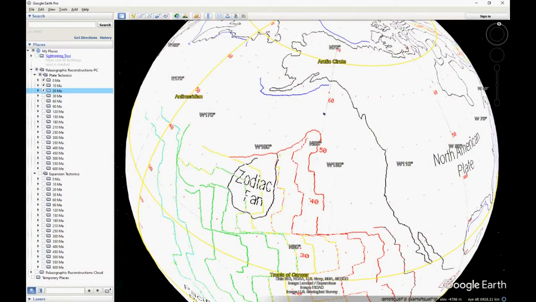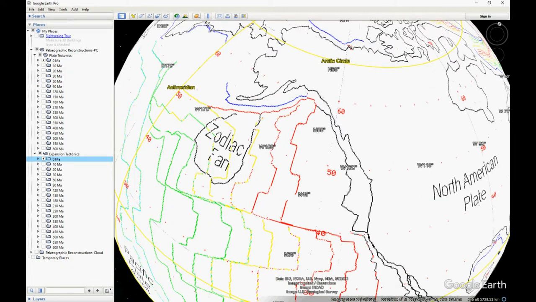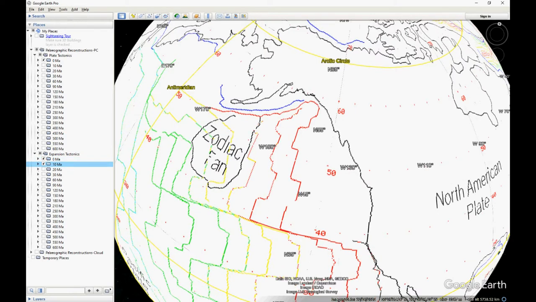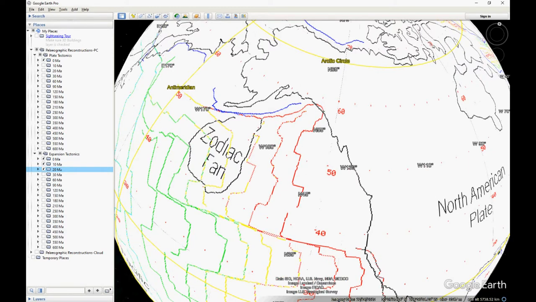We see the same results on the paleographic reconstructions. With the plate tectonic reconstruction, set at 20 million years, the Zodiac fan is thousands of kilometres away from the continent. With the Earth expansion reconstruction, the Zodiac fan is right next to the continent. There is no anomaly with Earth expansion. As Professor Carey asked in his book, which is credible, subduction or expansion?